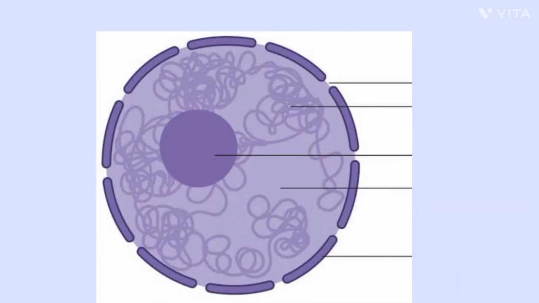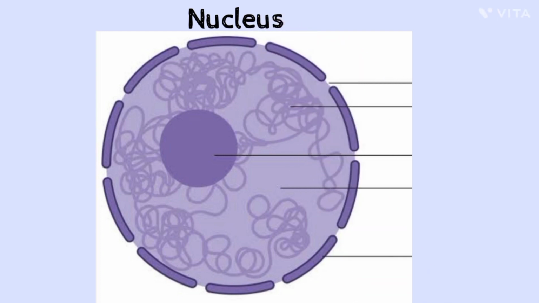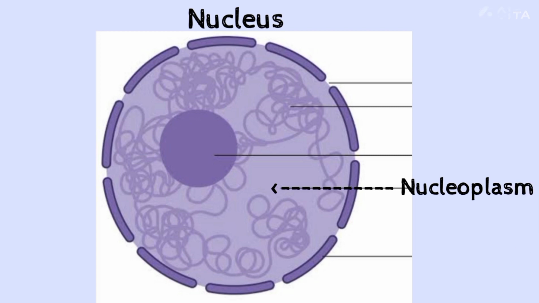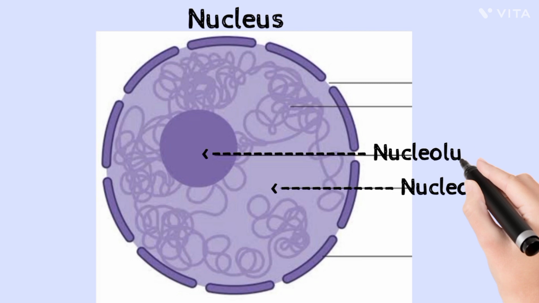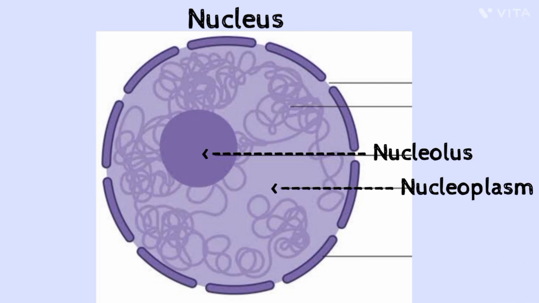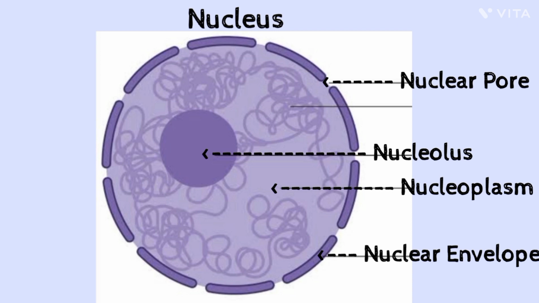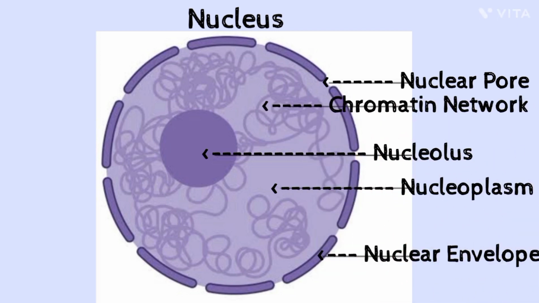Now, let us move on to the detailed structure of the nucleus. First, let us know what is nucleus. Nucleus is known as the brain of the cell, and the purple part is the nucleoplasm, like cytoplasm. This is the nucleolus. The purple sausage-like structure is the nuclear envelope. The space between two nuclear envelopes is known as the nuclear pore, and the thread-like structures are the chromatin network, which carries genetic material.